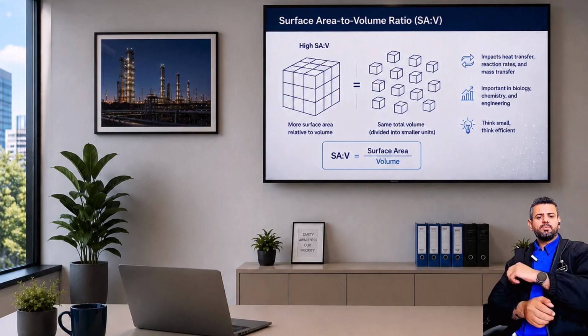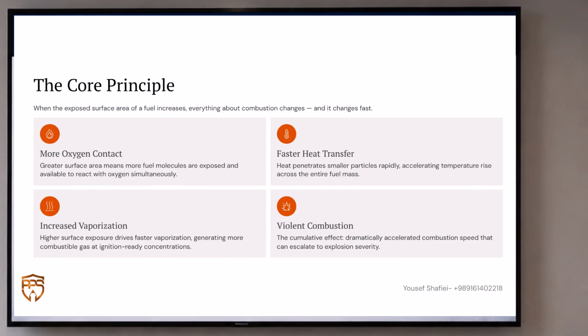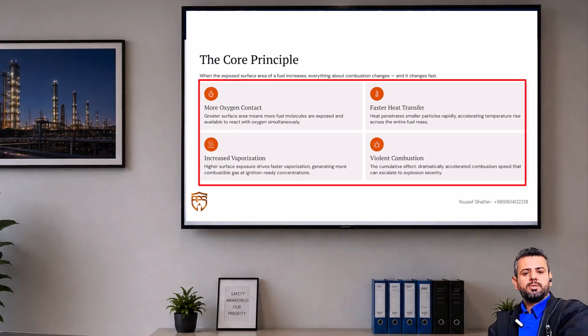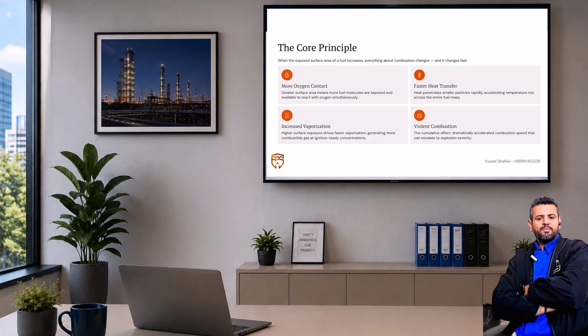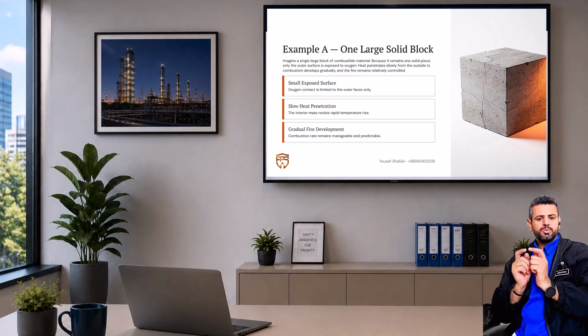The rule is actually very simple. When the exposed surface area of a fuel increases, more fuel contacts oxygen, heat transfer becomes faster, vaporization increases, and combustion speed increases dramatically. In simple words, the more exposed the fuel surface we have, the faster and more violent the fire can become. Let's imagine two situations.